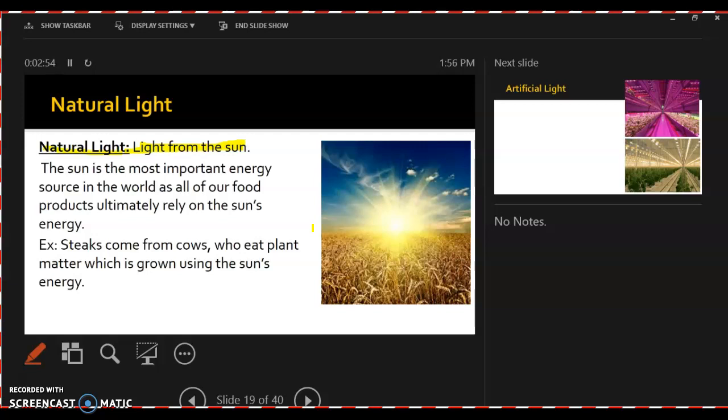An example of this is steaks come from cows who eat plant matter, which is grown by using the earth's sun. Cows eat grass, and in order for that grass to grow, it has to photosynthesize. And in order to do that, it has to have sunlight.